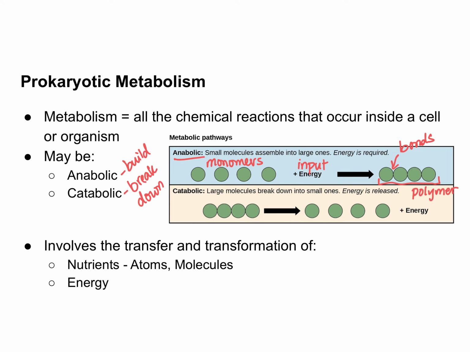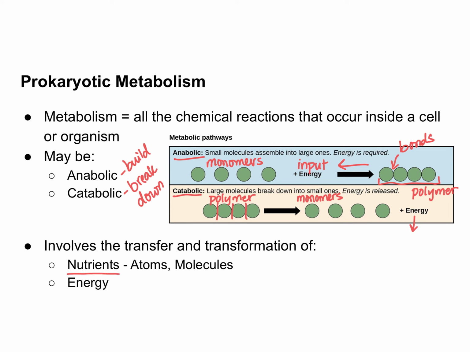Now, catabolism is just the opposite. We could actually just draw a backwards arrow and call it catabolism. But we also show catabolism in this picture down here, where we take a larger molecule, which is oftentimes a polymer. We break those bonds to form our individual monomers or smaller molecules, and then we get an output of energy in the process. So as you can see, these metabolic reactions involve a transfer of nutrients.